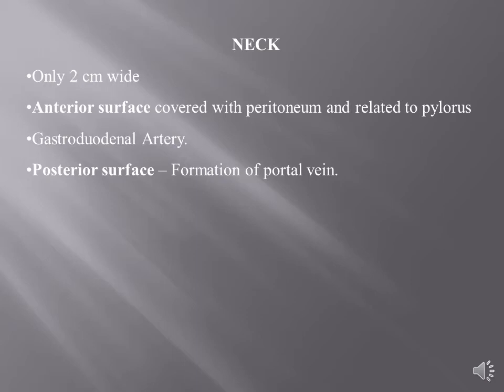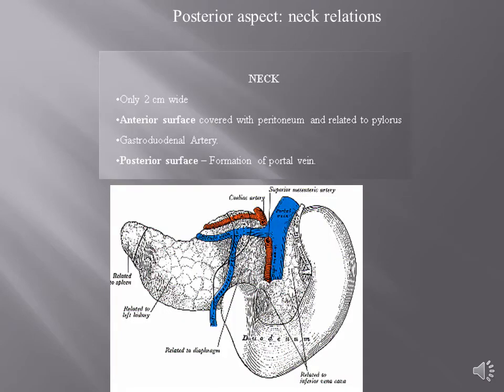It marks the commencement of portal vein. So portal vein is formed by the union of superior mesenteric vein, which comes from below, and splenic vein, which comes from the left side. So formation of portal vein is a landmark. We should look for the formation of portal vein behind the neck of pancreas. In this diagram we can see how the portal vein is formed. This is a very important relation. This is the posterior aspect of pancreas. And we can also appreciate splenic vein and the superior mesenteric vein, how they are uniting to form the portal vein.